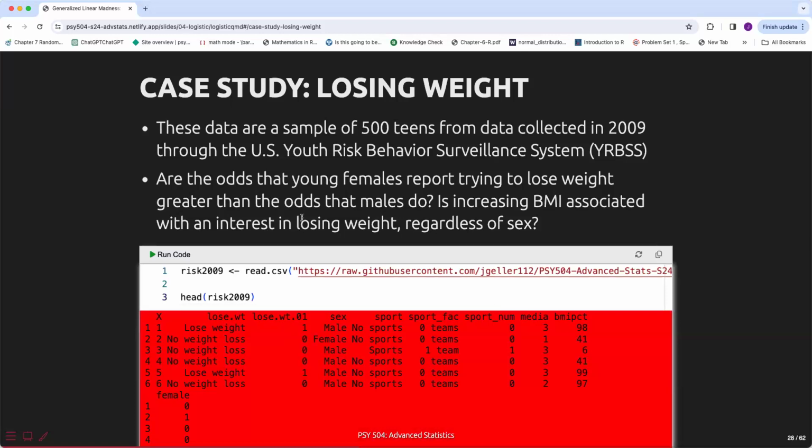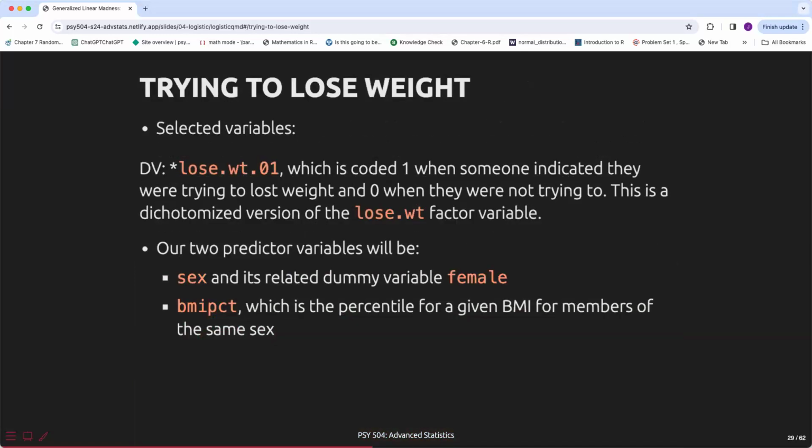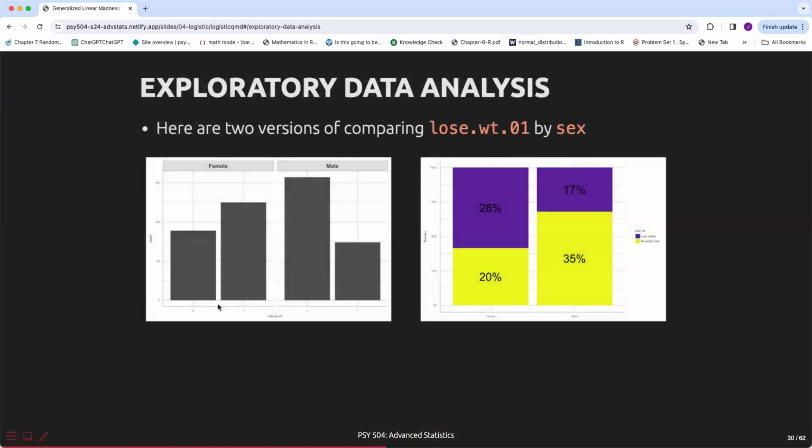What we're interested in are several variables from this data set. One of the variables is this lose weight 01 variable. 1 is coded as someone who indicated they're trying to lose weight, 0 is trying not to lose weight. We're going to be looking at two predictor variables, sex and female, where 0 is coded as male and 1 as female. And then we're also interested in this BMI variable, which is just a percentile for a given BMI. Those are the variables that we're going to look at. And the important first step in any data analysis is to visualize our data.